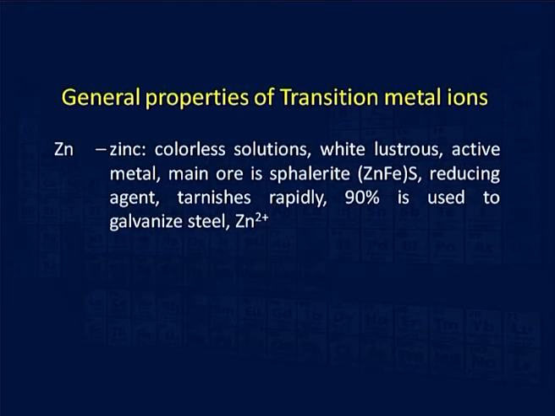The last element of the first row transition series is zinc, which is a colorless, lustrous and very active metal. Most zinc compounds are useful not only as reducing agents, but also in galvanizing steel and other metals. After seeing the general properties of the first row transition elements, let us now focus on the density of these metals.